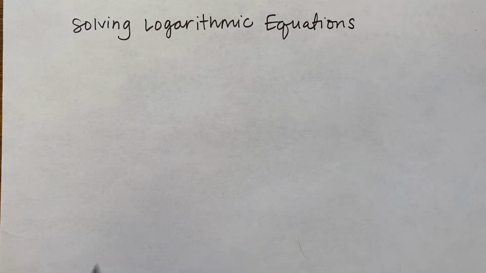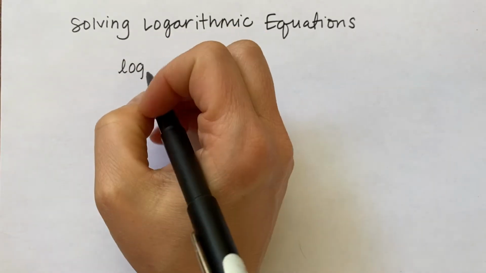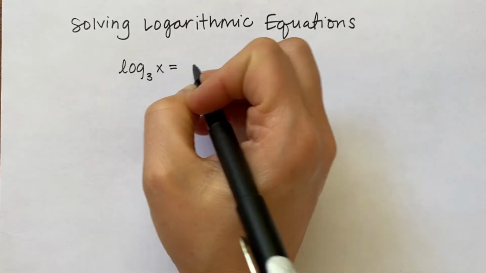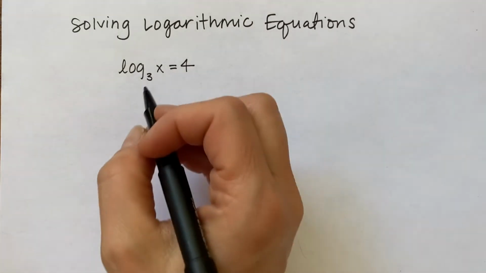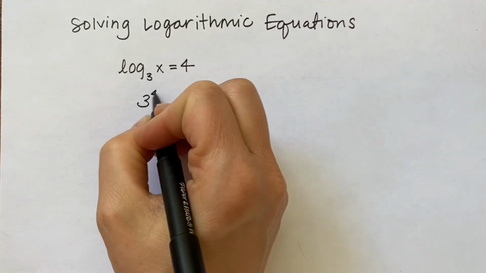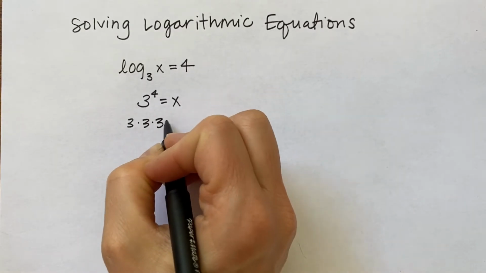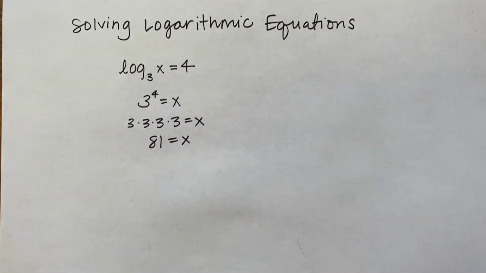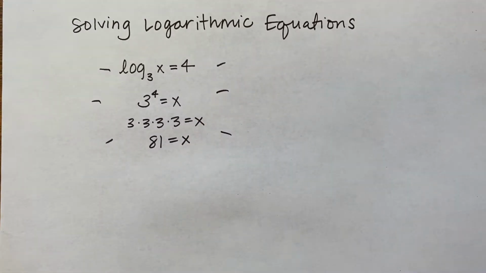Woohoo! Last week you ended the week thinking about a problem like this. Let's say we have the log base 3 of x is equal to 4. If we put this into exponential form, another way of saying this is 3 to the 4 equals x, or 3 times 3 times 3 times 3 is equal to x, or 81 is equal to x. So you, in fact, have already solved logarithmic equations.